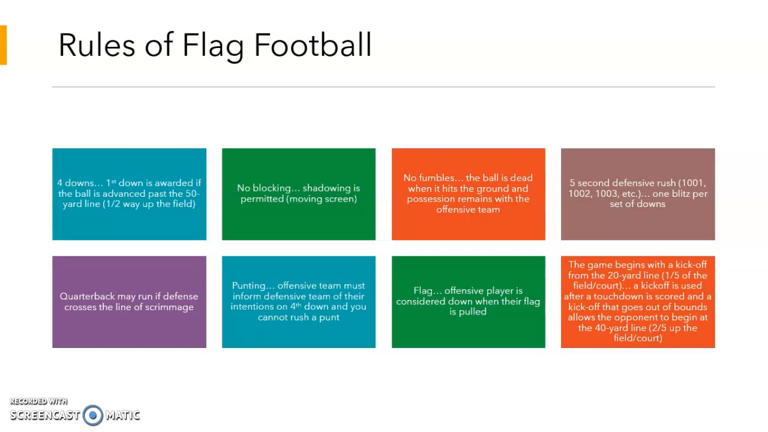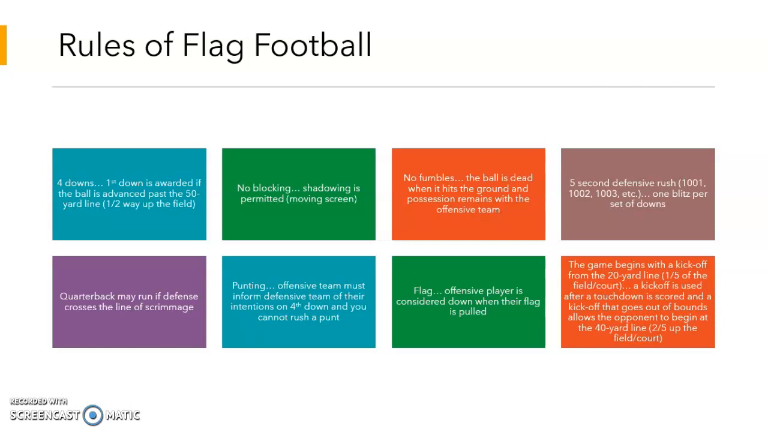Punting. You have to inform the defense if you intend on punting on 4th down. So there's no sneaks or anything like that. You have to let the defense know that you're deciding to punt. We are using flags, so if for any reason a flag comes off you when you have the ball, the play is dead, you're down. If your flag comes off, you're down.